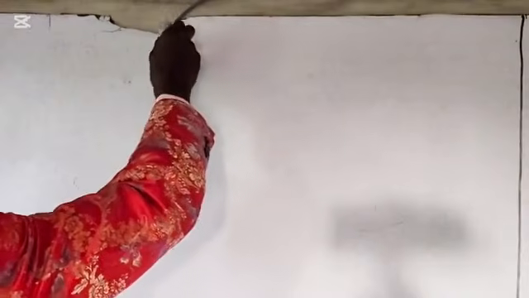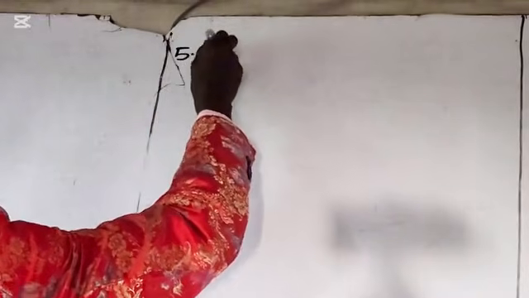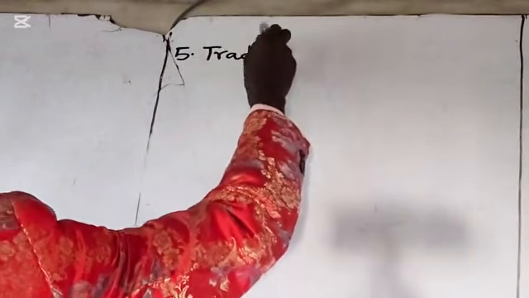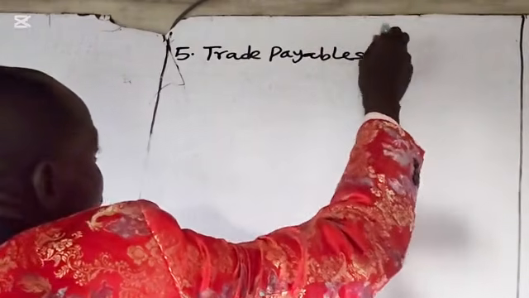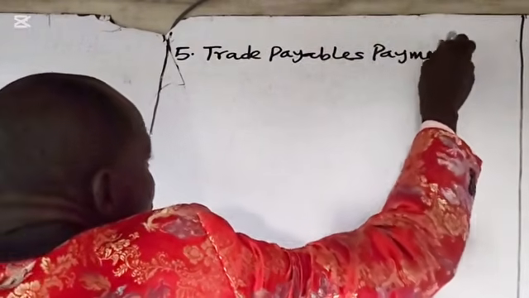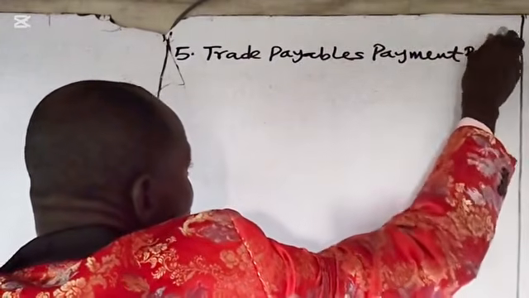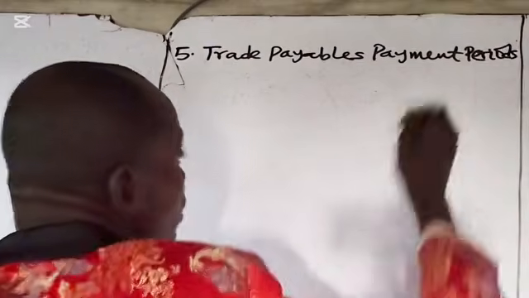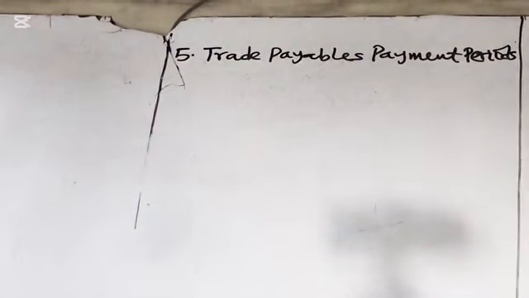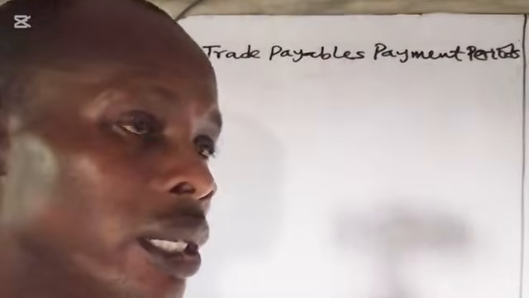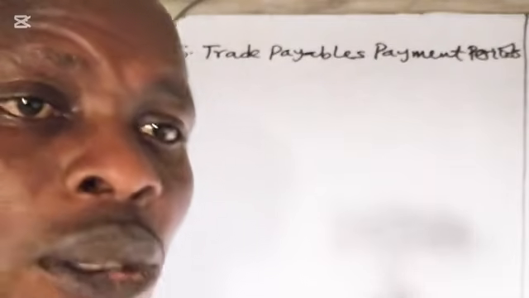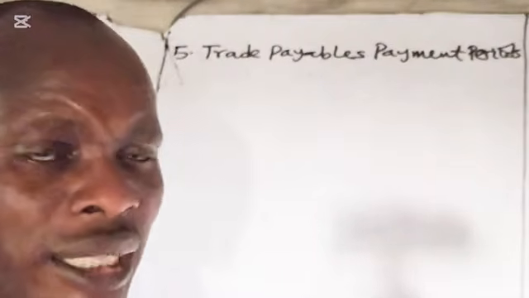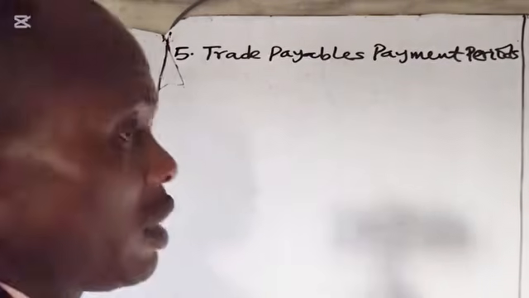Number 5, we have trade payables payment period. Trade payables payment period is the number of days the credit suppliers remain unsettled. How long does it take you to pay your suppliers? That is known as trade payables payment period.